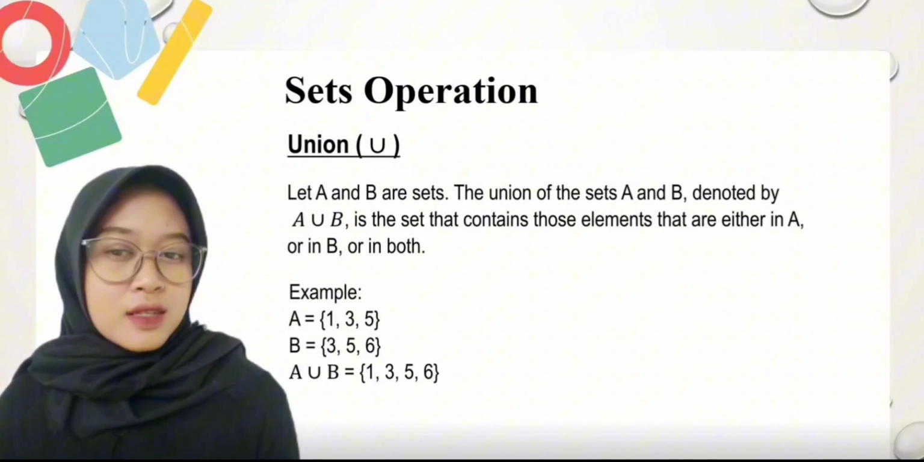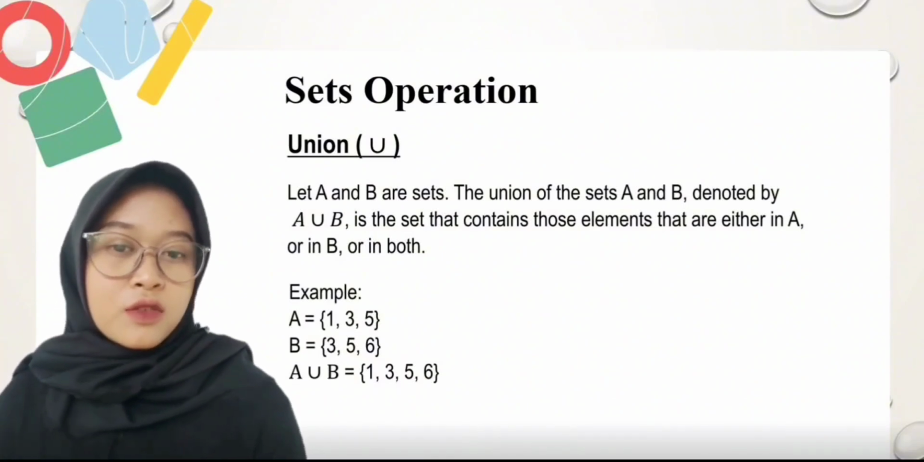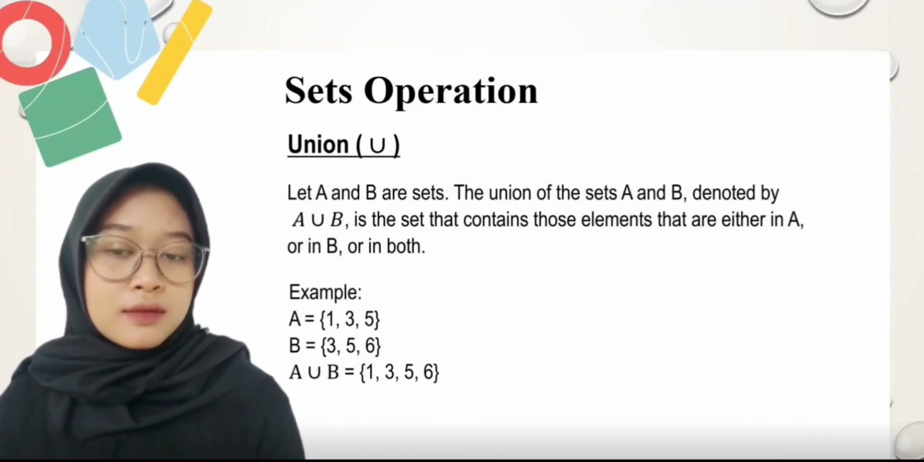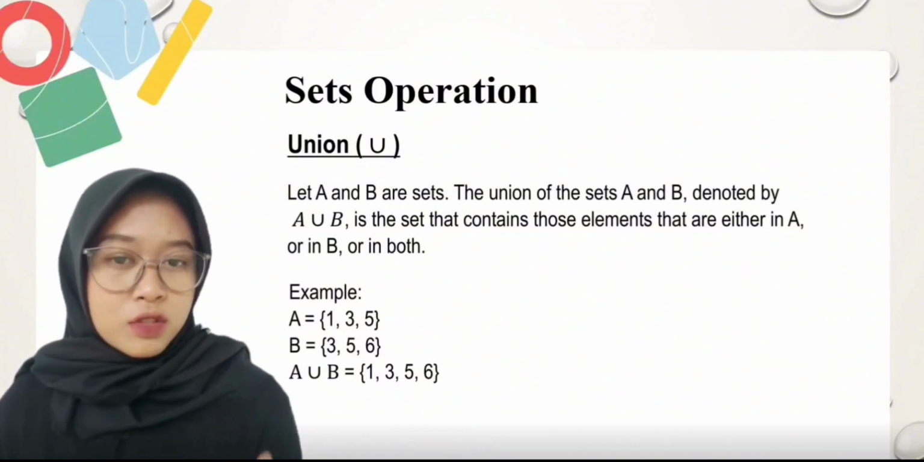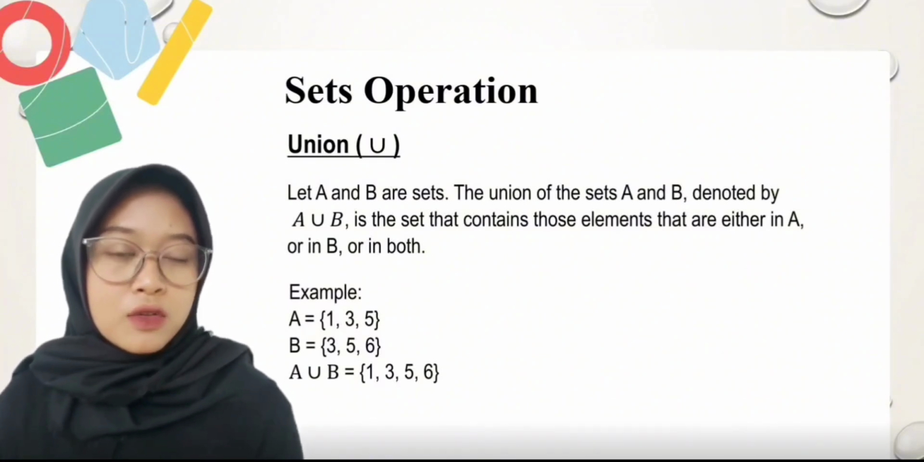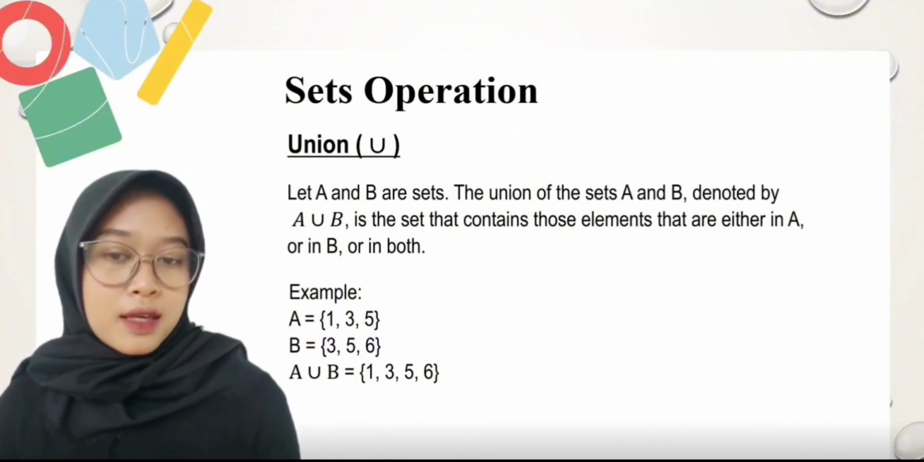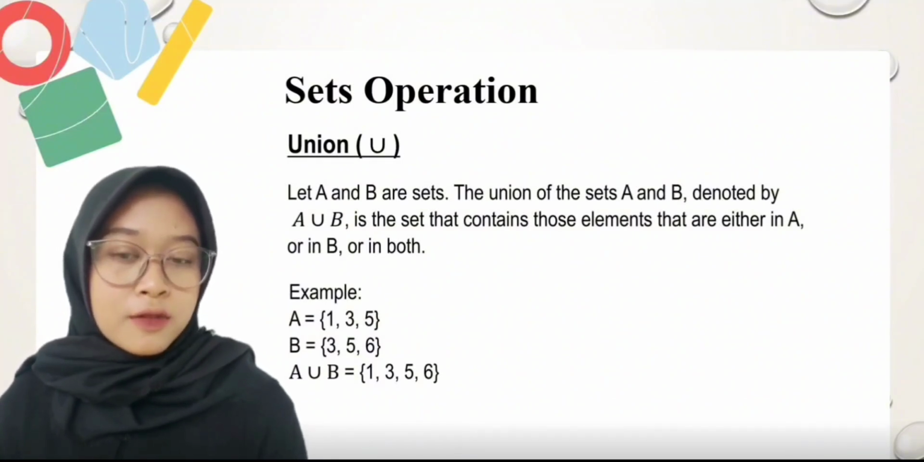Okay, next we will discuss set operations. The first one is union. Let A and B be sets. The union of the sets A and B, denoted by A ∪ B, is the set that contains those elements that are either in A or in B or in both. For example, set A equals {1, 3, 5} and set B equals {3, 5, 6}. So the union of the sets A and B is {1, 3, 5, 6}.